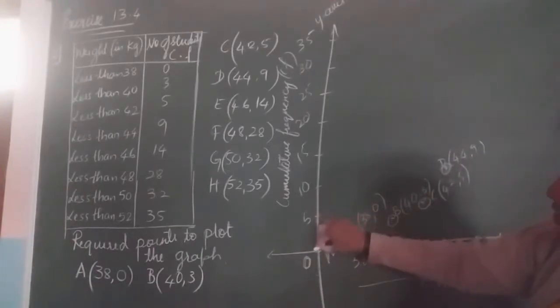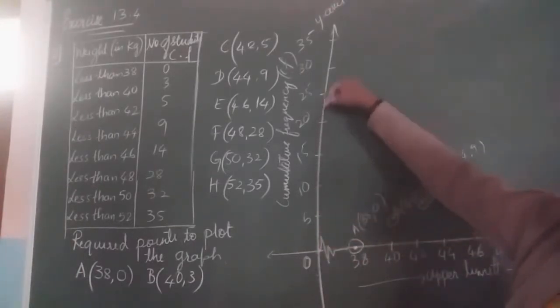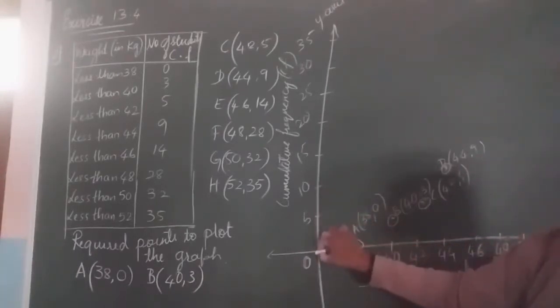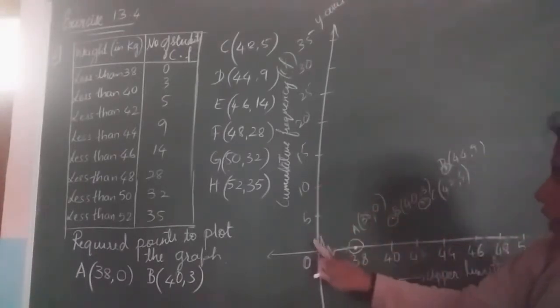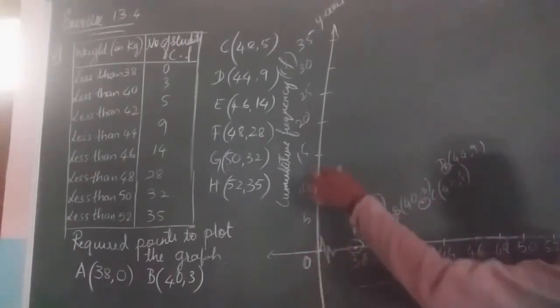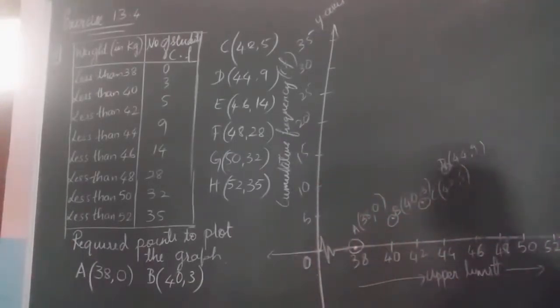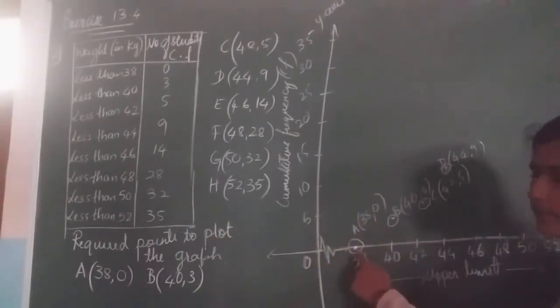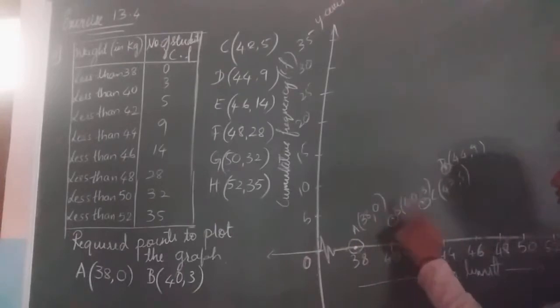Now on the vertical axis it is continuous, 0 to 5, again 5, continuous gaps are there. So there is no need of a zigzag on the vertical line. I have taken a scale of 5 here on the vertical axis, that is the y-axis. Let us plot the points now. Point A is 38 to 0: 38 on the x-axis and 0 on the y-axis, so the point will be plotted here. So it is A 38 to 0.